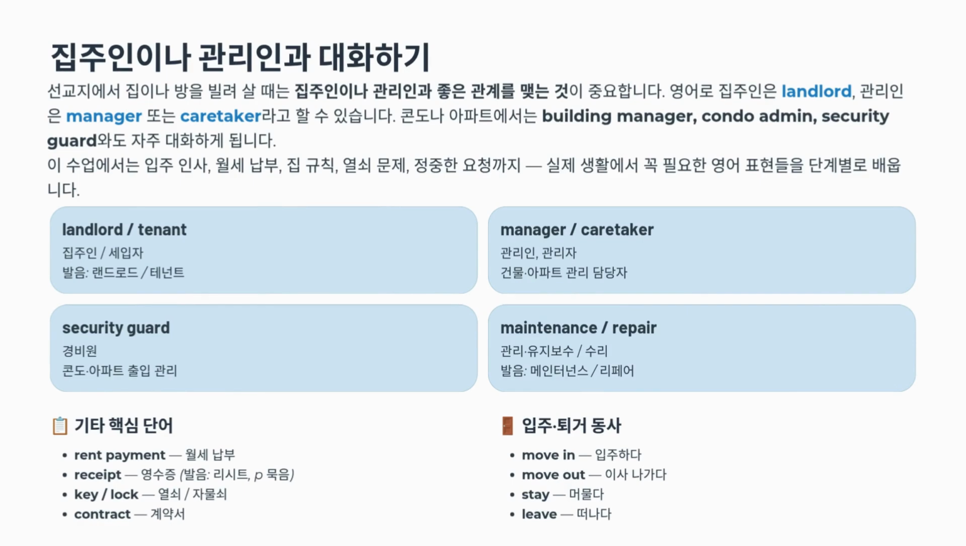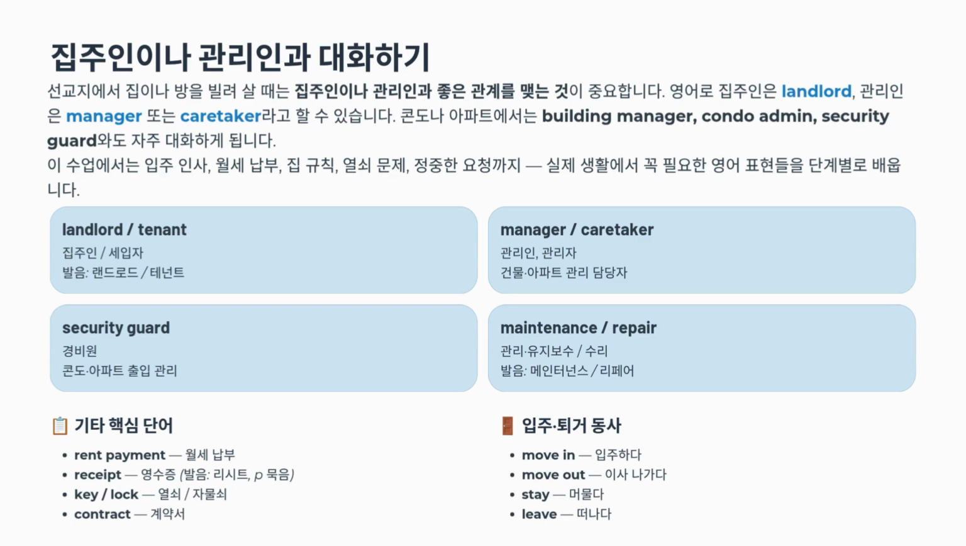In this section, we will learn how to communicate with a landlord, manager, caretaker, condo administrator, or security guard. A good relationship supports safe mission life. Important words are landlord, tenant, maintenance, repair, rent payment, receipt, key, lock, contract, move in, and move out. Introduce yourself clearly, give your room number, and use polite language when discussing money or repairs. Keep written records of payments and reported problems. Please, thank you, and could you make your message respectful.